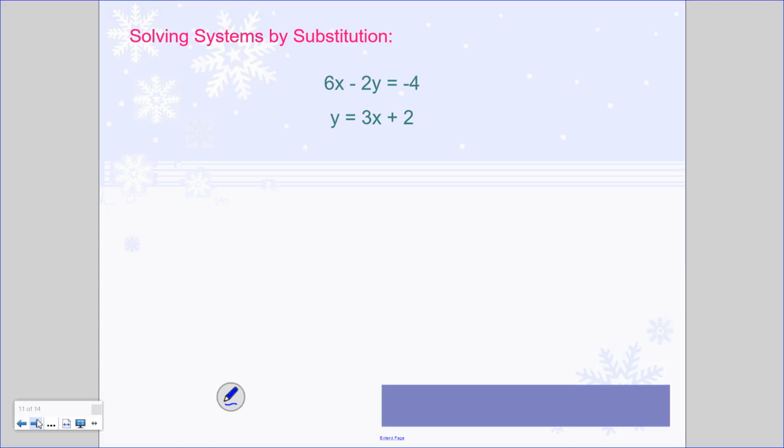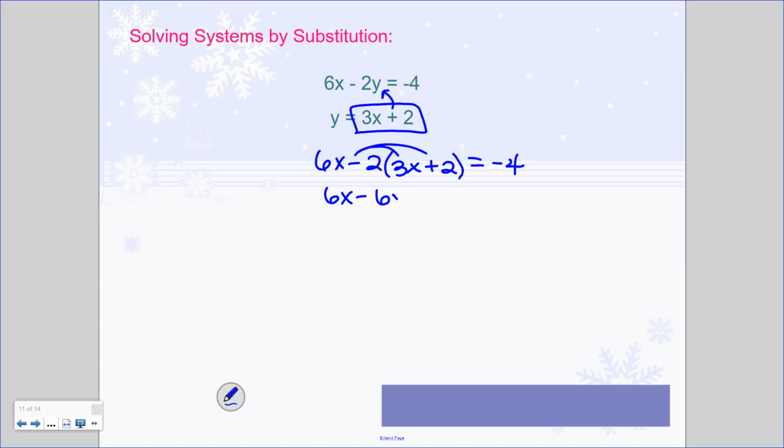Let's solve this system using substitution. Step 1 is to isolate a variable. Hopefully you see that the y is already isolated, so that is very convenient for us. So we'll replace that expression in for y in the first equation. So 6x minus 2 times, now I'm replacing y with, 3x plus 2 equals negative 4. I need to distribute. And here when I combine my like terms, 6x minus 6x goes away and it's 0. And I'm left with negative 4 equals negative 4.